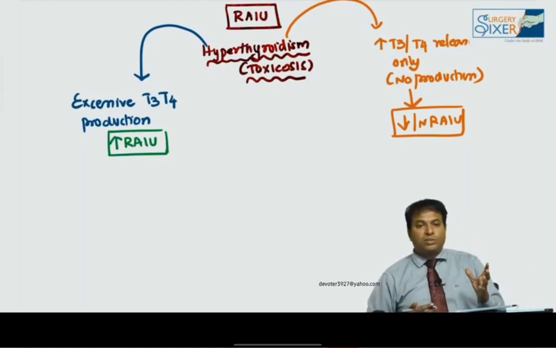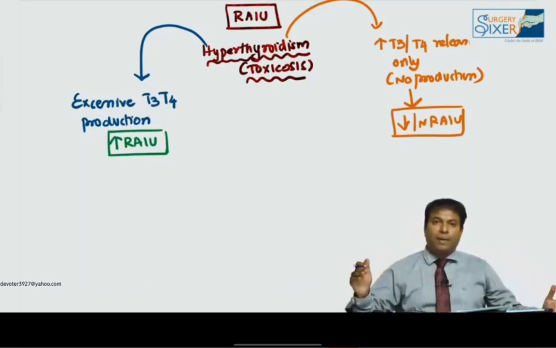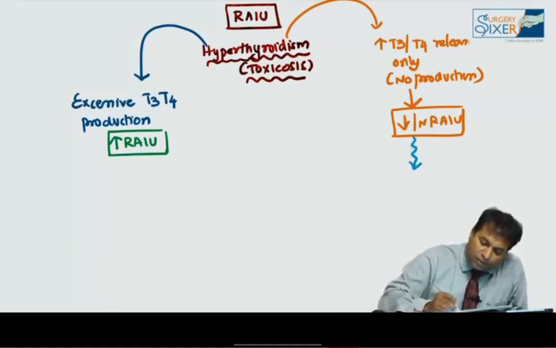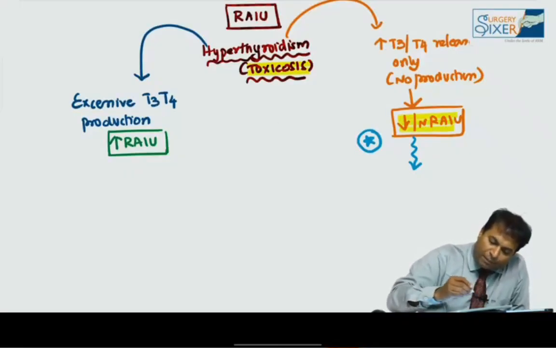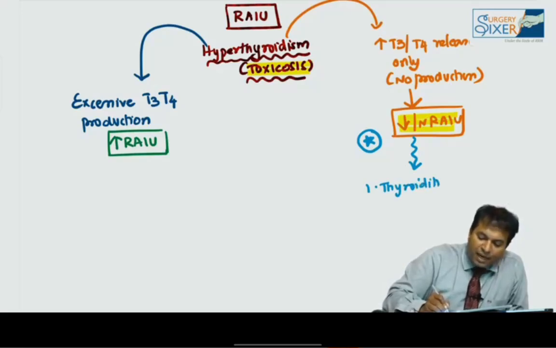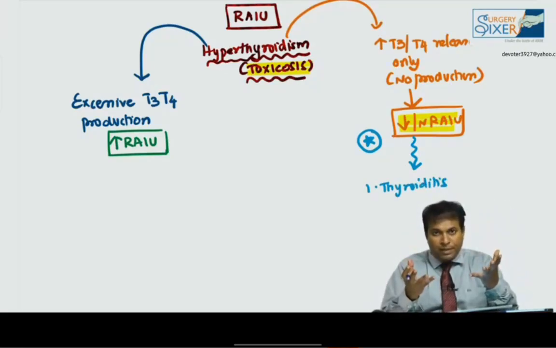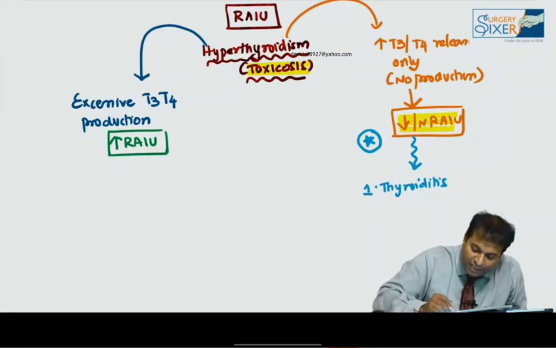A patient coming to you with toxicosis, we can say whether it is increased radioactive uptake or decreased radioactive uptake, and we can list out the causes. For example, this is asked in exam. Which conditions have toxicosis but decreased radioactive iodine uptake? Answer number 1, thyroiditis. In the acute inflammatory phase of thyroiditis, there will be increased release of hormones. Therefore, thyroiditis will have decreased radioactive iodine uptake.